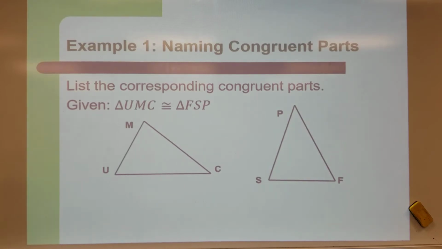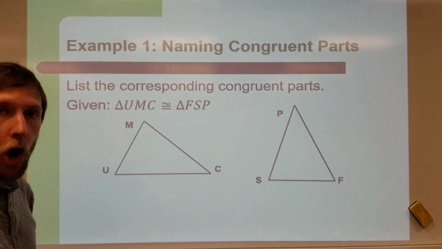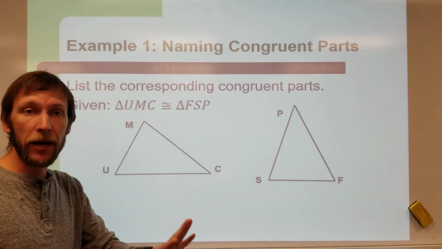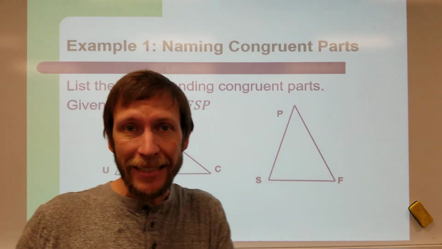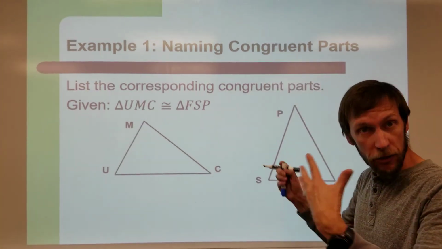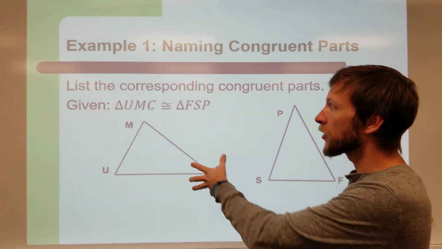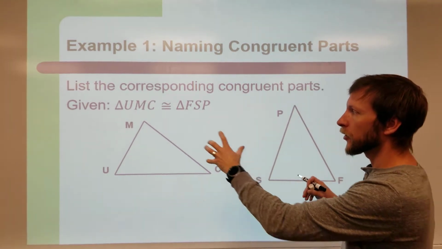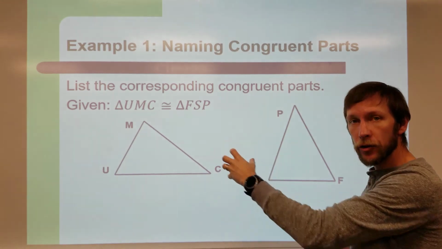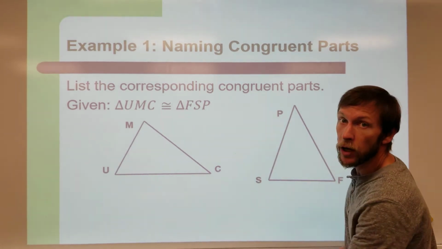Given that correspondence, we can list all 6 pairs of corresponding congruent parts. Those 6 pieces are, for these 2 triangles, 3 pairs of congruent angles, and then there are 3 sides in a triangle, so there are 3 pairs of congruent sides. And we can start wherever you would like.